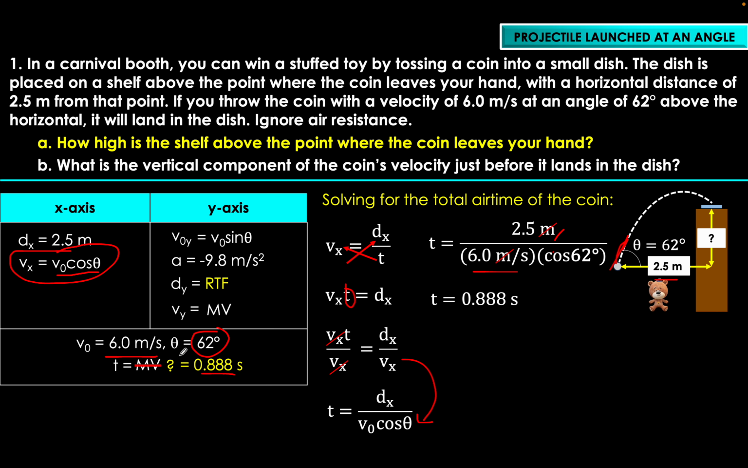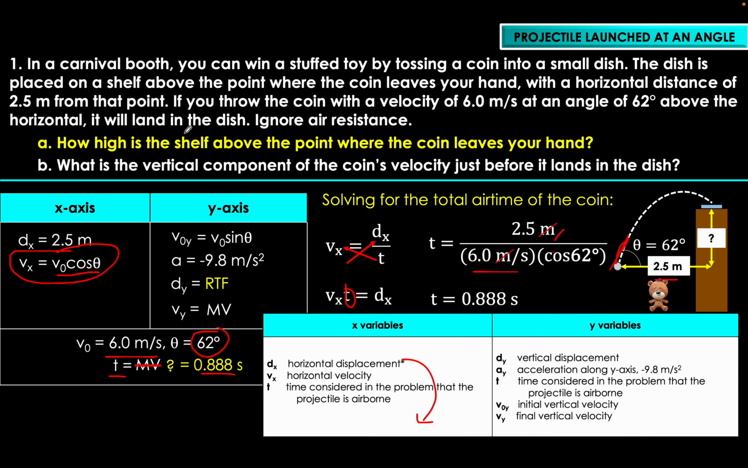And then again, take note that we only solve for time because it will help us have fewer missing variables in the y-axis. But at this point, we can now go back to our y component because we are looking for the height of the shelf, and the y component is what is exactly needed for that. So let's go back again. In the inventory, we have d sub y is the required to find.